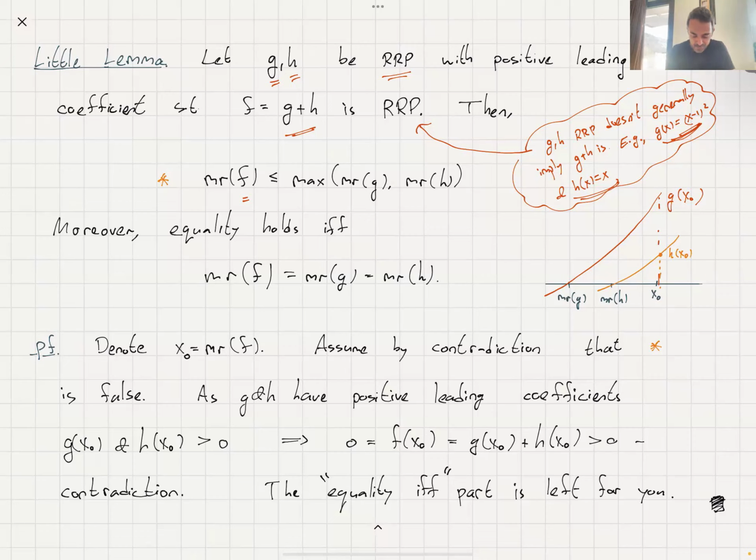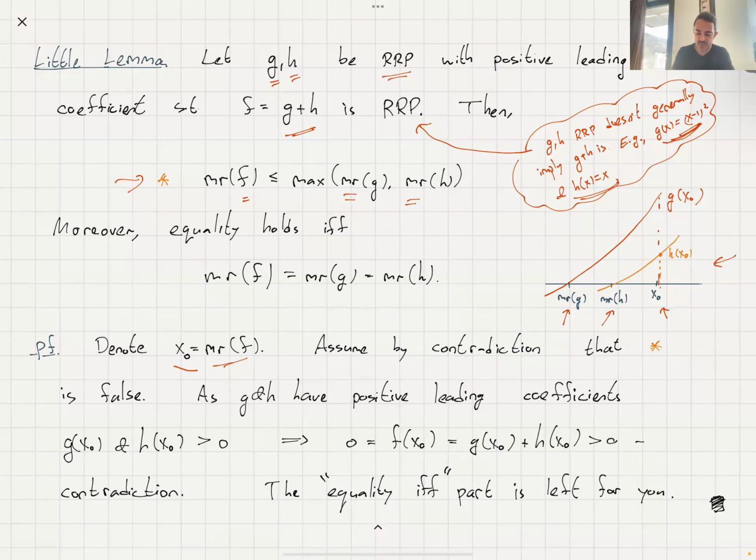Again, it's really an exercise, but let's just do it so that you'll get a sense of how you do those things. Let's denote by x0 the maximum root of F, their sum, which exists because we assume the real rootedness of F, and assume by contradiction that star doesn't hold. Let's look at this picture. This is x0, the maximum root of F, and we assume that star doesn't hold, which means that both of these are to the left of x0. The maximum is smaller, so both of them are smaller. Maybe this is the max root of G and this is the max root of H.